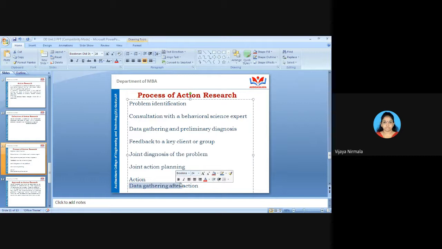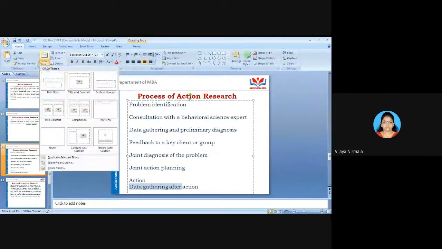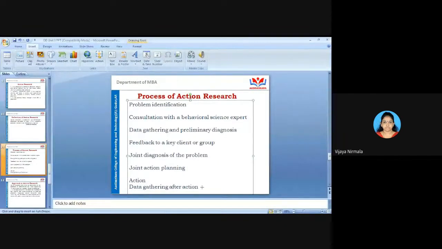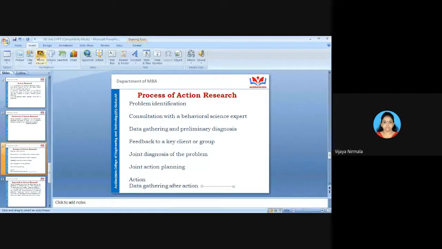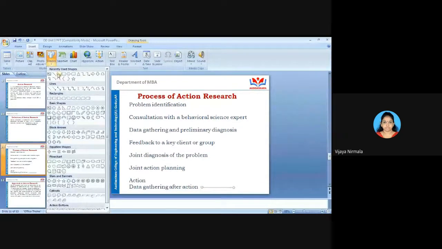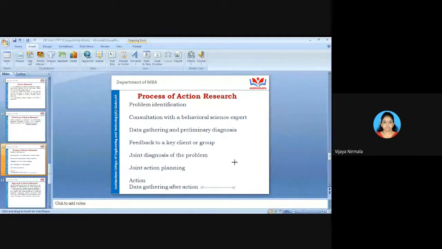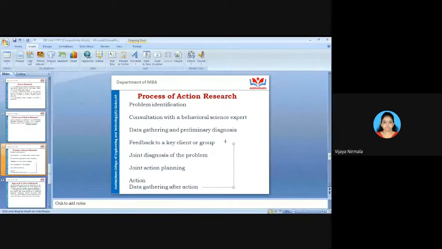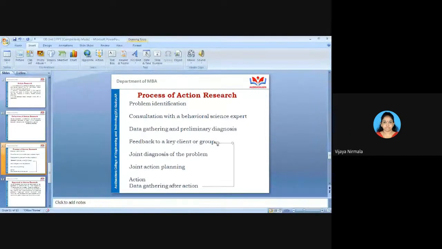So this in turn will lead to the diagnosis and new actions. I already said that this action research is a cyclic process. Once the data is collected after gathering, the next step is that it moves again to the feedback to a client, a system, or a group, and if you need to make any changes, it moves to step 4.